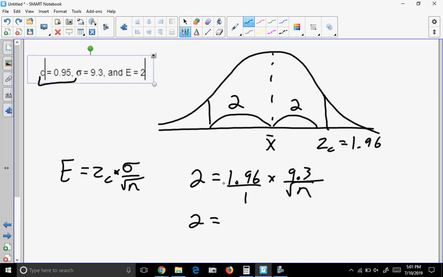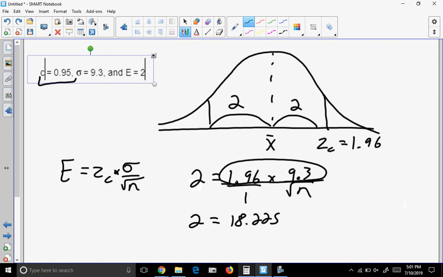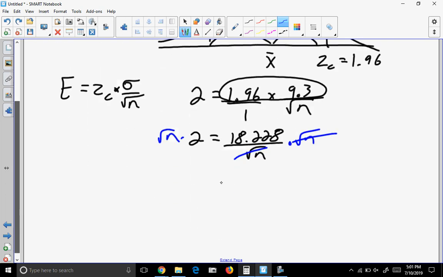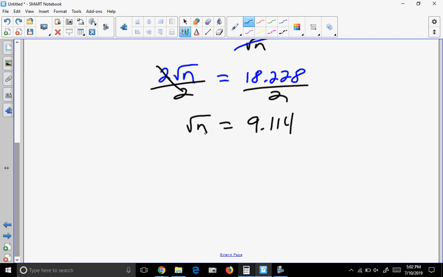Let's begin by combining these. So if we do 1.96 times 9.3, we get 18.228. On top, the square root of n on bottom. To get rid of the denominator, to make our fraction go away, multiply both sides by the square root of n, so those cancel. So on the left, we just have 18.228. On the right side, we have 2 square roots of n. If we want to get the square root of n by itself, divide both sides by 2. So the square root of n is 9.114. So that's the square root of n.